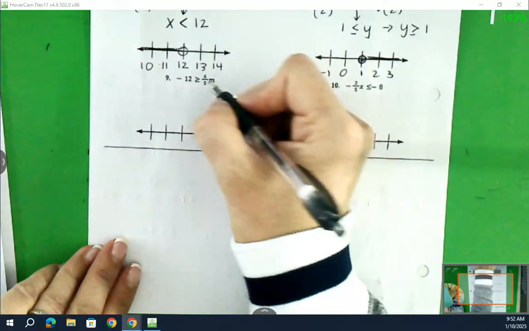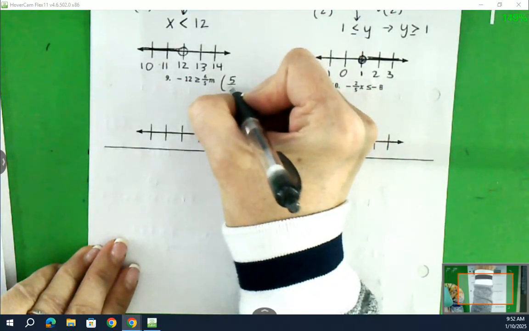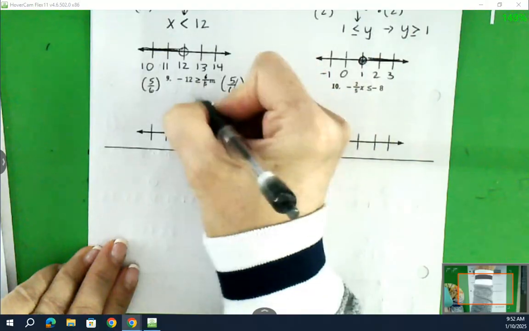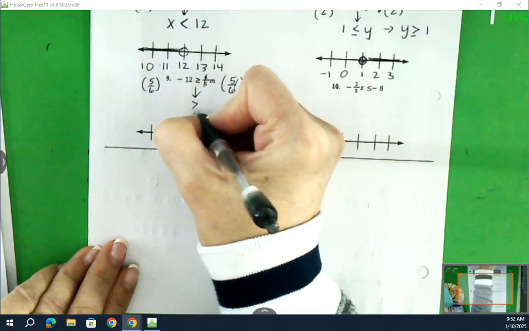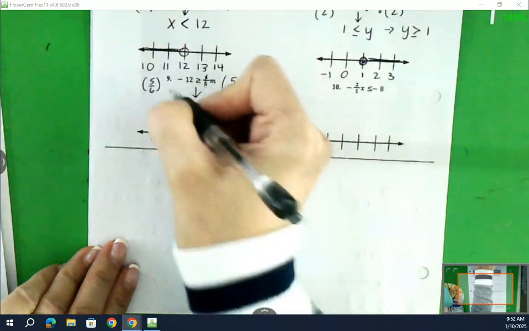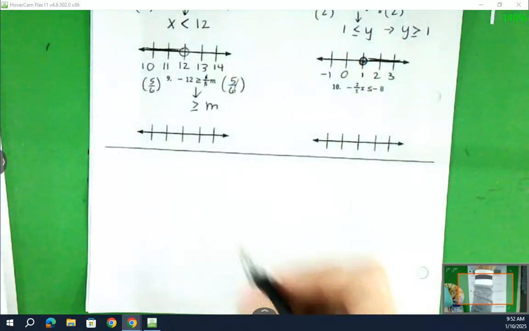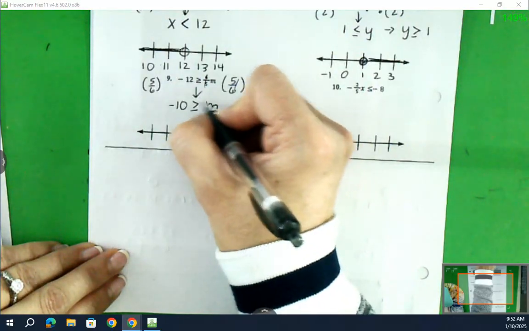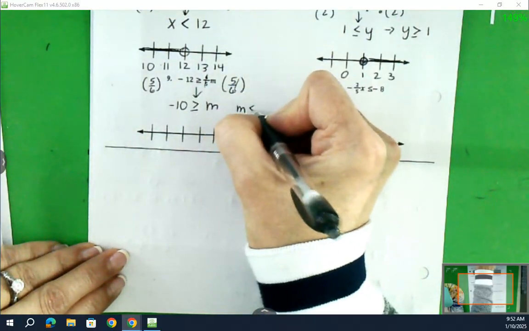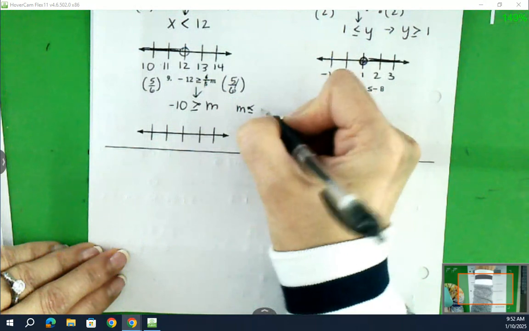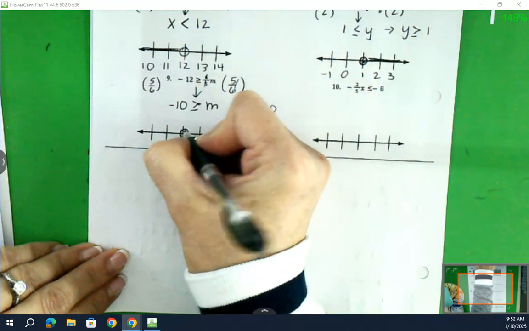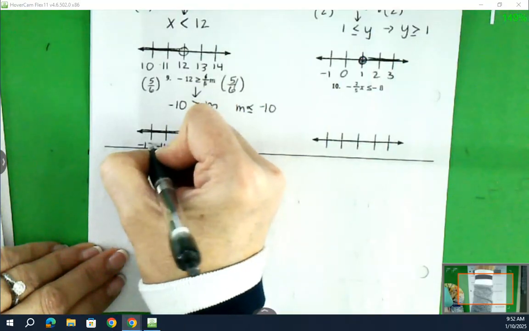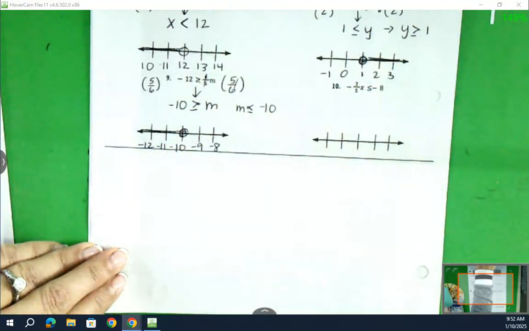Okay, number 9, we have 6/5 m, so to undo that, we're going to multiply by the flip. These cancel out. It was positive, so our sign does not switch direction. We have m is less than or equal to 5/6 times -12 is -10. M is less than or equal to -10. Pointy part next to m. So that means closed circle, shading to the left. We have -10, so this is -11, -12, -9, -8.